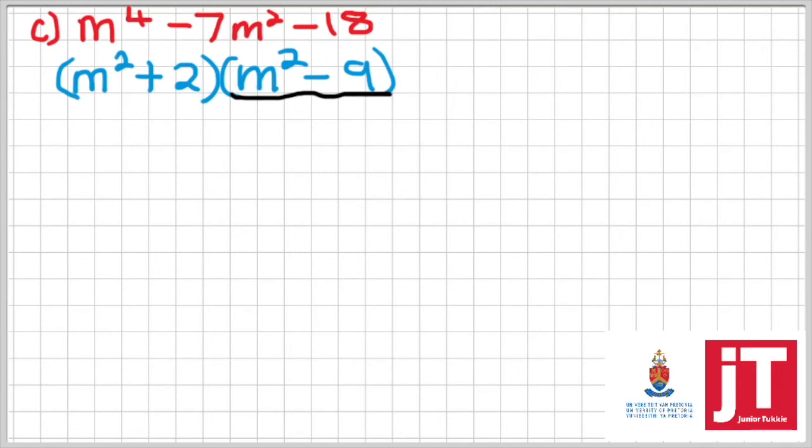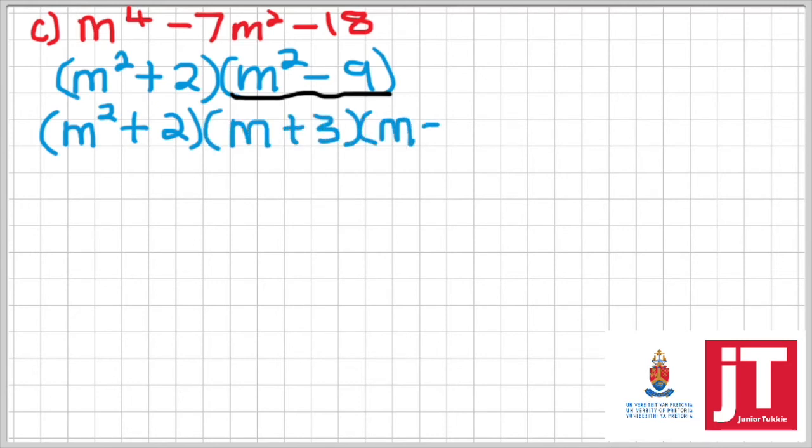Remember, you need to check to see if your factors are fully factorized. M squared minus 9 is not. It's a difference of 2 squares. That means we're going to get m to the power 2 plus 2 as our first factor, but we're going to have two more factors. That is your m plus 3 and m minus 3, giving us the last answer. We move on to part D.